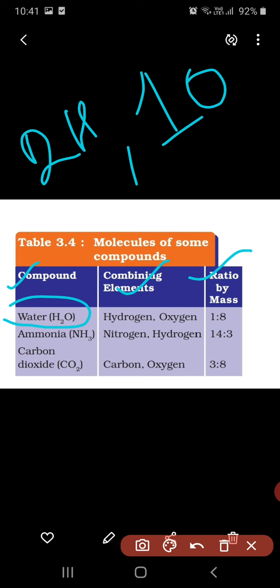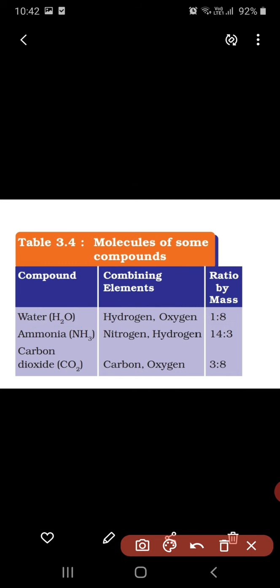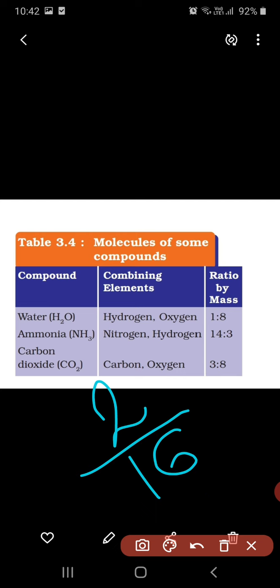The atomic mass unit for hydrogen is 1, and there are two hydrogen atoms, so the total for hydrogen is 2. The atomic mass unit for oxygen is 16. So how do we calculate this ratio? We simply take 2, the atomic mass for the 2 hydrogen atoms, and 16, the atomic mass for the oxygen atom, and cut it down, and we get 1:8. Here the ratio is 1:8.